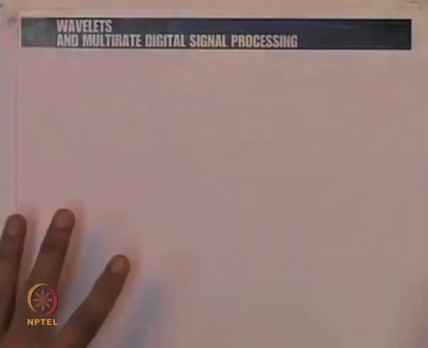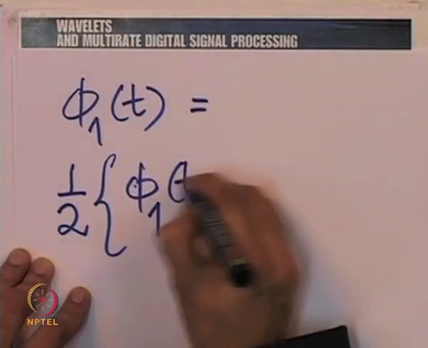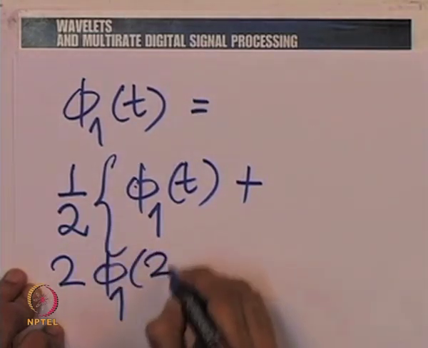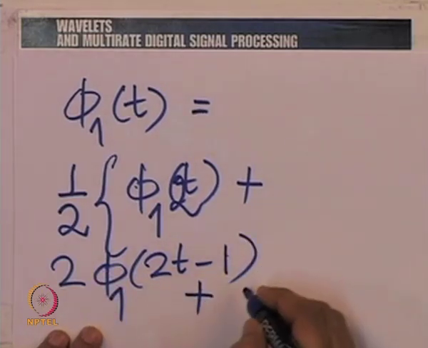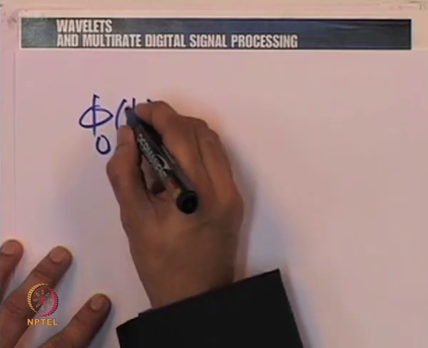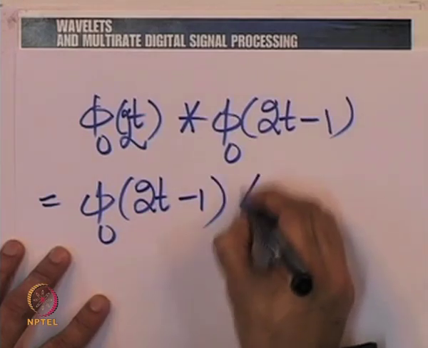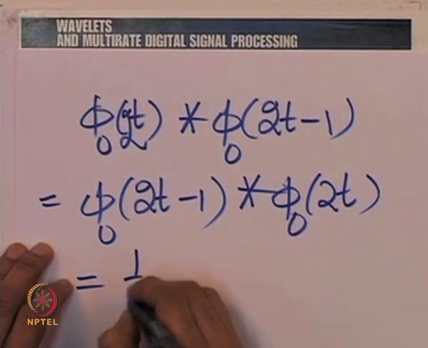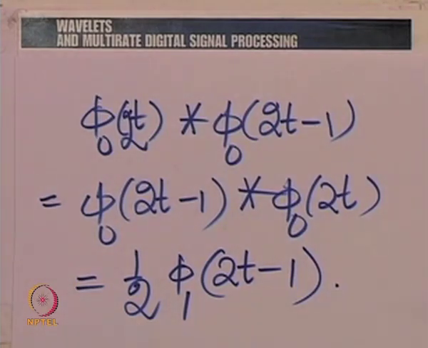Anyway, coming back to the dilation equation, phi 1 t can easily be seen to be half phi 1 2 t plus 2 times phi 1 2 t minus 1 plus phi 1 2 t minus 2. In fact, what we are saying essentially is that phi 0 2 t convolved with phi 0 2 t minus 1 is the same as phi 0 2 t minus 1 convolved with phi 0 2 t, and both of them are equal to half phi 1 2 t minus 1. This is a simple application of the result that we derived a few minutes before.